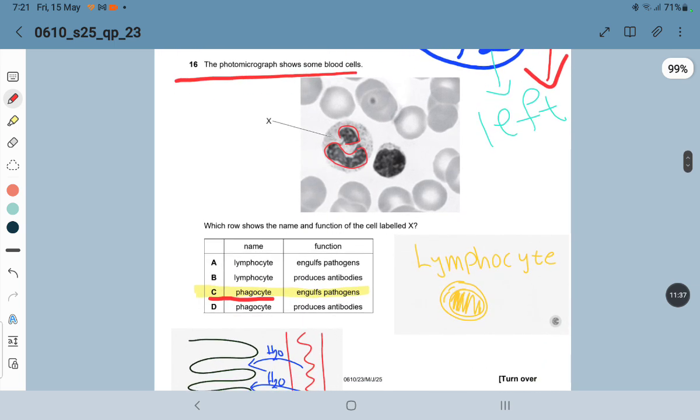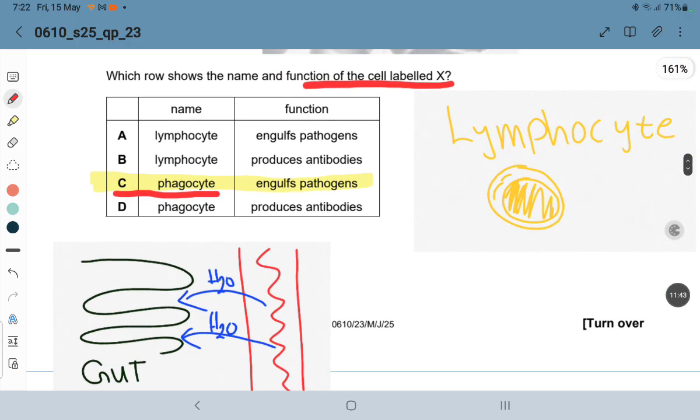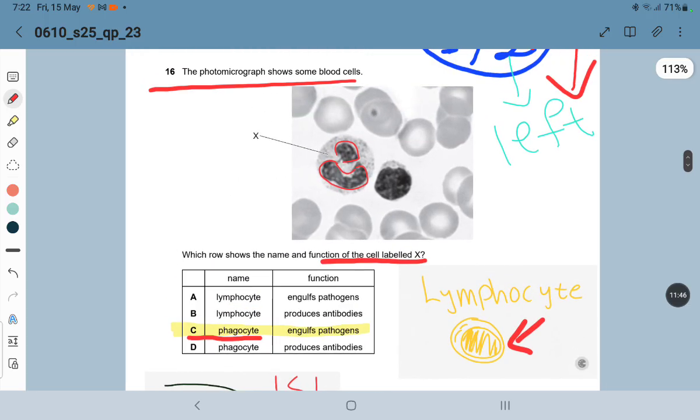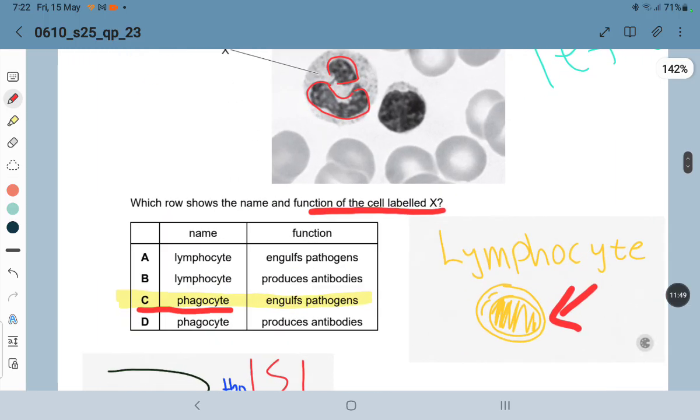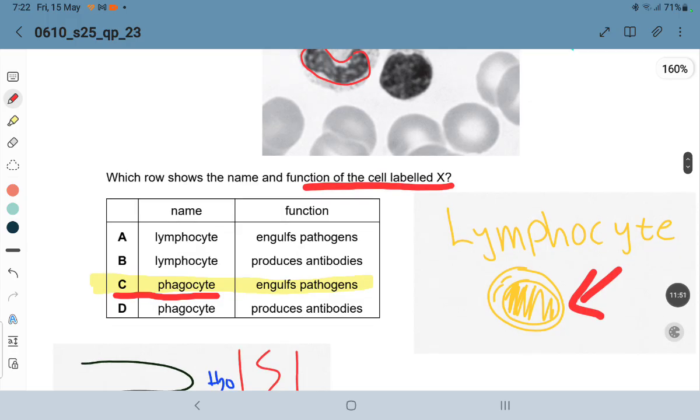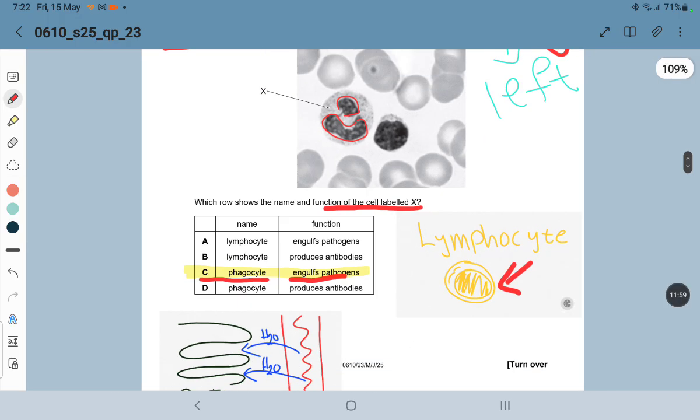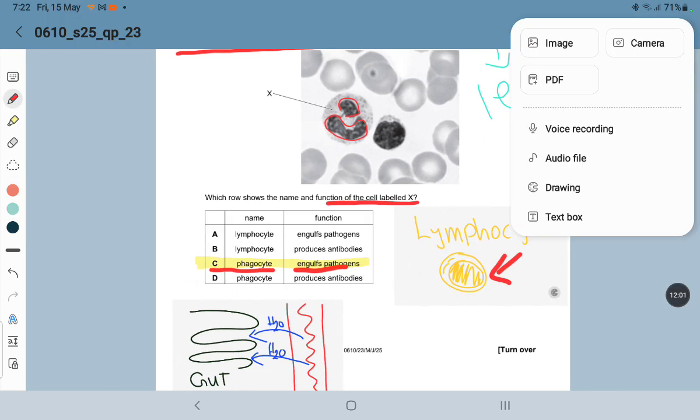Number 16. It's telling you what is the name and the function of the cell labeled X. Labeled X basically is a phagocyte, and here is a picture of a lymphocyte for you just to memorize and study. It's actually a memorized concept. Of course phagocyte does not produce antibodies because phagocytes carry out phagocytosis and engulf pathogens. We can remember this by a trick I told you before in June variant 1.